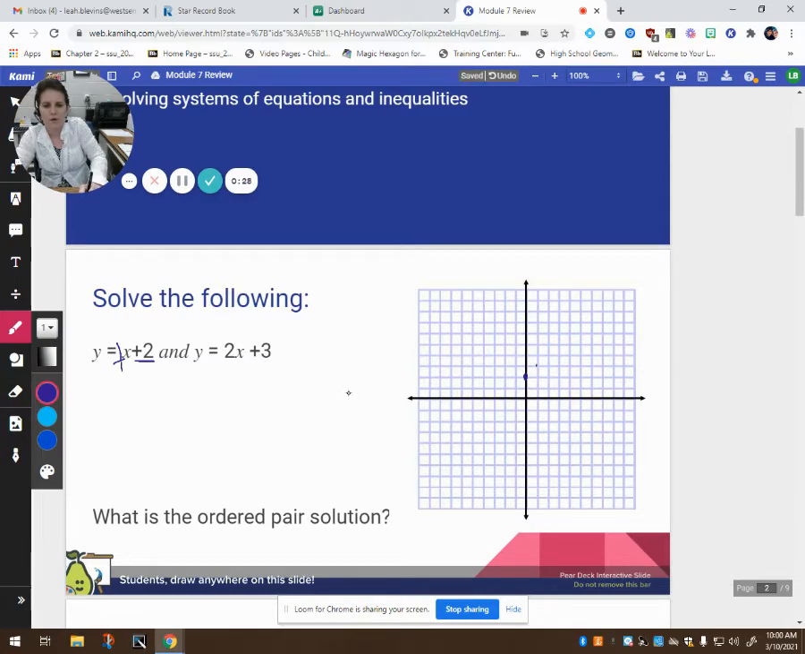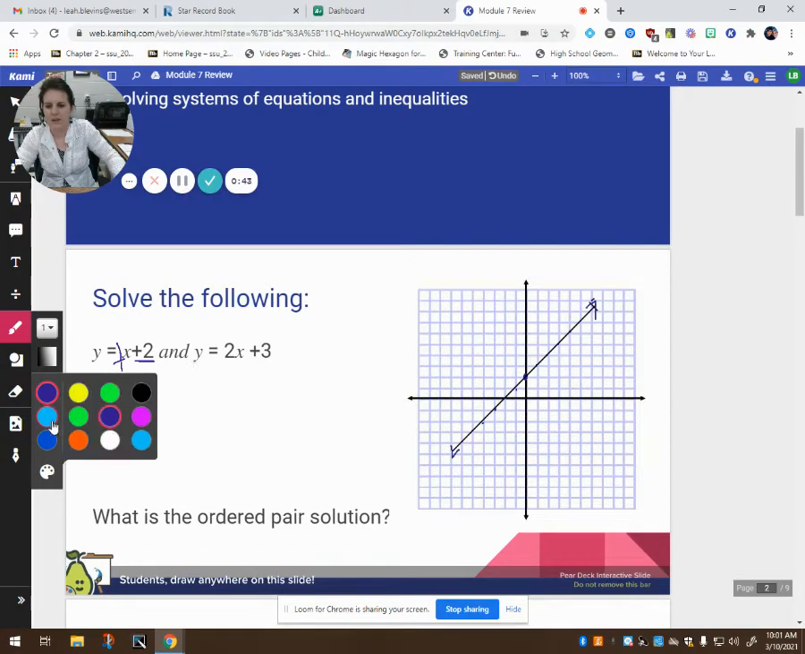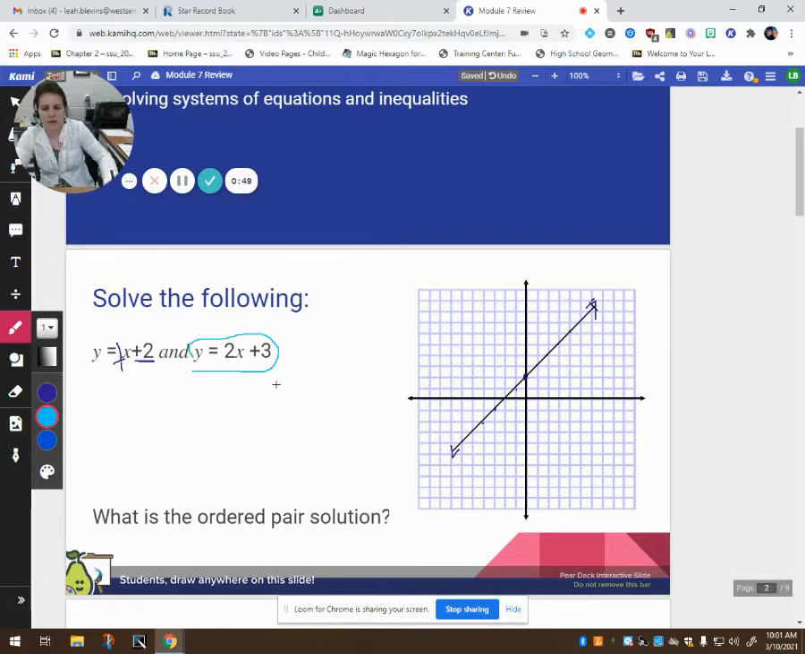So I go up 1 over 1, up 1 over 1, up 1 over 1. I can go in the opposite direction, down 1 and over 1, and put those points, and then I can put my line to connect those points. Okay, now we want to graph the other equation. I'm going to do it in this blue color. So we're going to graph y equals 2x plus 3.